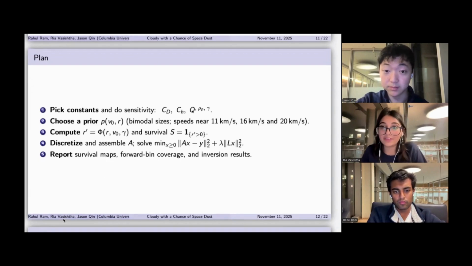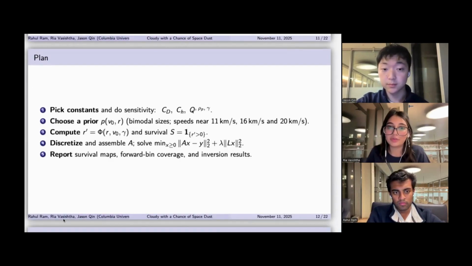Our workflow had 5 steps. One was to pick baseline constants and test sensitivity for C_D, C_H, Q, etc. Two, to choose an initial distribution with bimodal sizes and typical speeds near 11, 16, and 20 kilometers per second. Three was to compute R prime and mark which particles survive. Four was to assemble the matrix A and solve for the inverse problem. And five was to plot survival maps, ground coverage, and recovered distributions. That full loop connects physics, data, and inference.